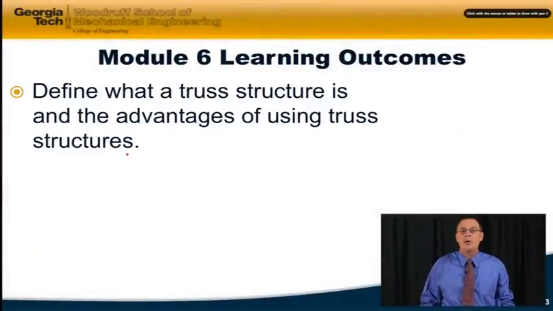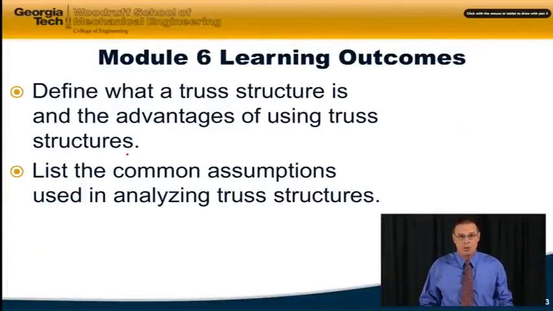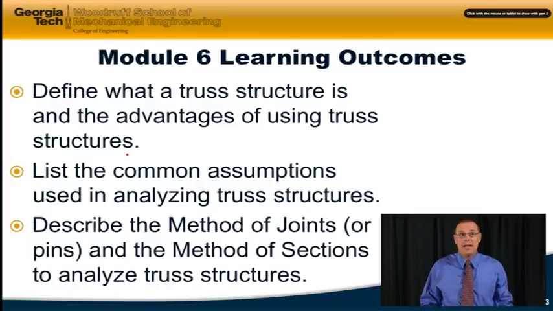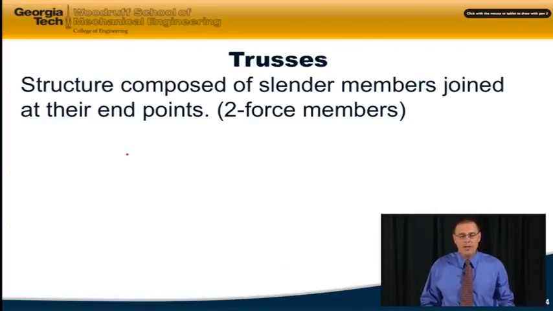So we're going to define what a truss structure is and the advantages of a truss structure. We're going to list common assumptions used in analyzing truss structures, and we're going to talk about a couple of methods that we will use to analyze truss structures. So as a definition, trusses are structures that are composed entirely of slender members joined at their endpoints. And so all the members of the truss are two-force members.